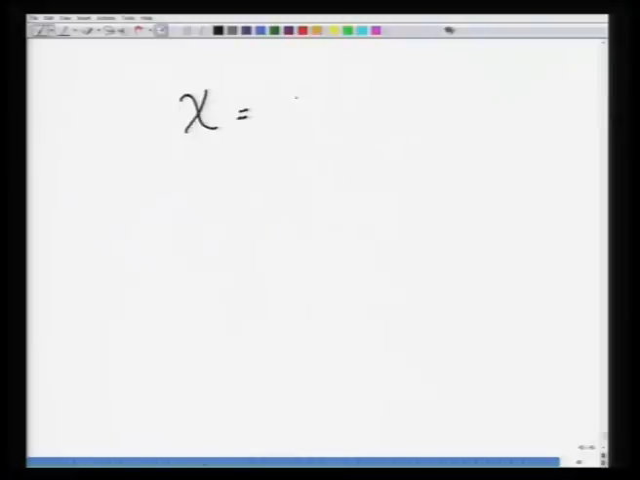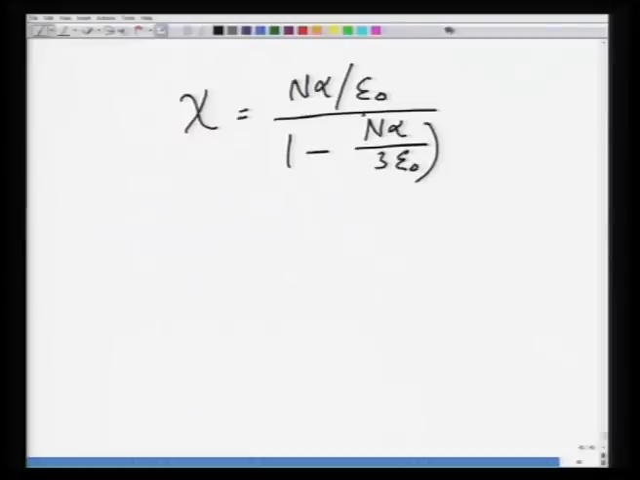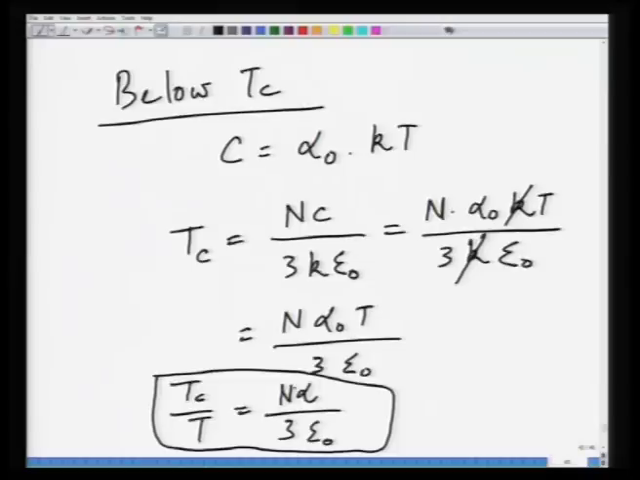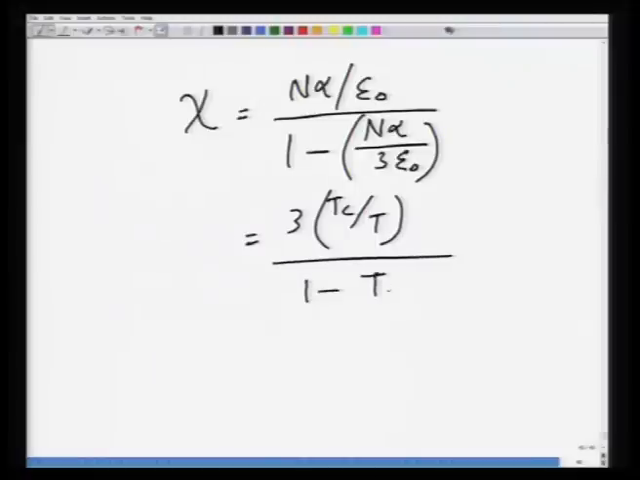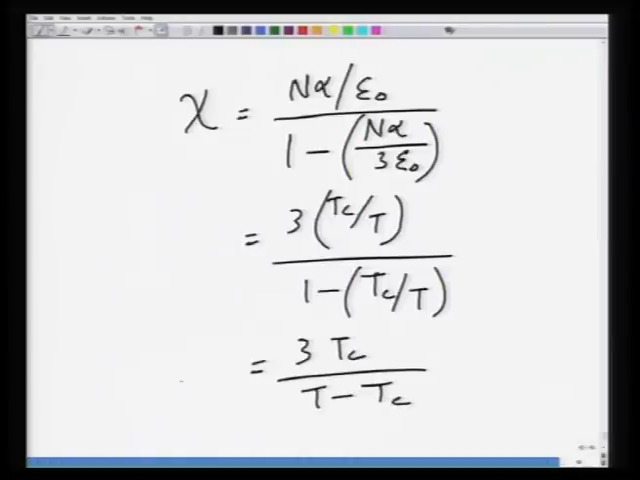Your chi was equal to n alpha divided by epsilon naught, divided by 1 minus n alpha divided by 3 epsilon naught. So, in the previous slide we have n alpha divided by 3 epsilon naught equal to T c by T. So, this would become 3 T c by T, and this would become 1 minus T c by T, and if you cancel the T's in the denominators of T c by T, then this becomes 3 T c divided by T minus T c, and this is what is called the Curie-Weiss behavior.